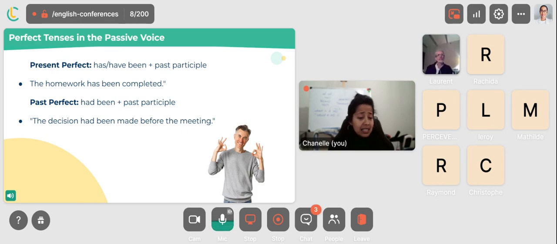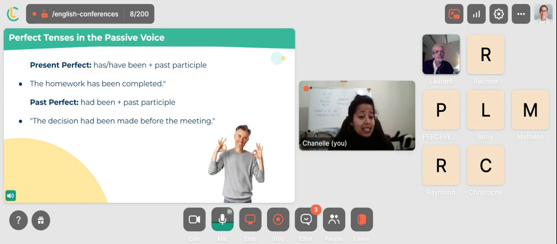The perfect tenses in the passive voice. Present perfect. With present perfect, we now have the verb to have, has or have, and it becomes been, because we need to remember with the passive voice, the verb to be is a big part. It is the main part of the verb. So because I have the present perfect, to have will always be part of the tense, but I have, has, been, plus my past participle.